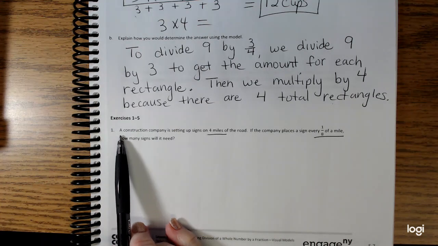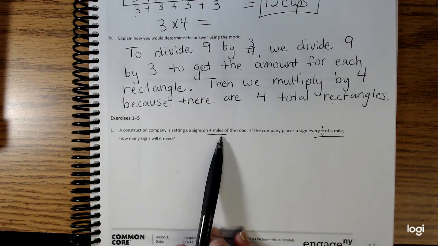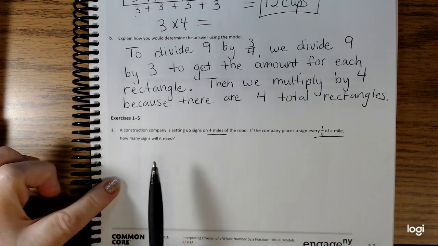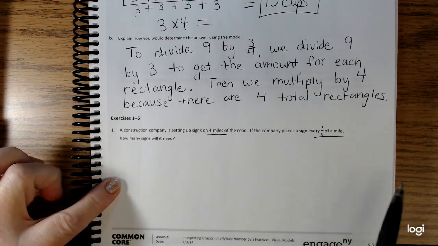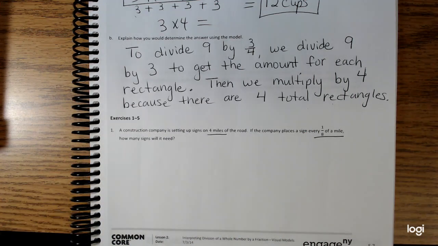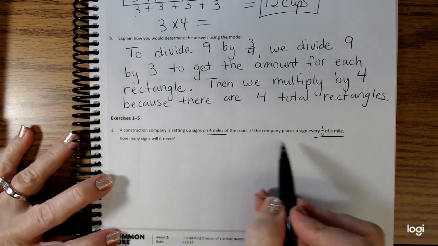Well, obviously, if they are setting up 4 signs on 4 miles of the road, they're going to be placing them every 1/8. Obviously, we're going to have more than 4 signs, so our answer has to be larger than 4. Okay, so once again, we're going to go ahead and make a little model. So we're going to make 1/8.